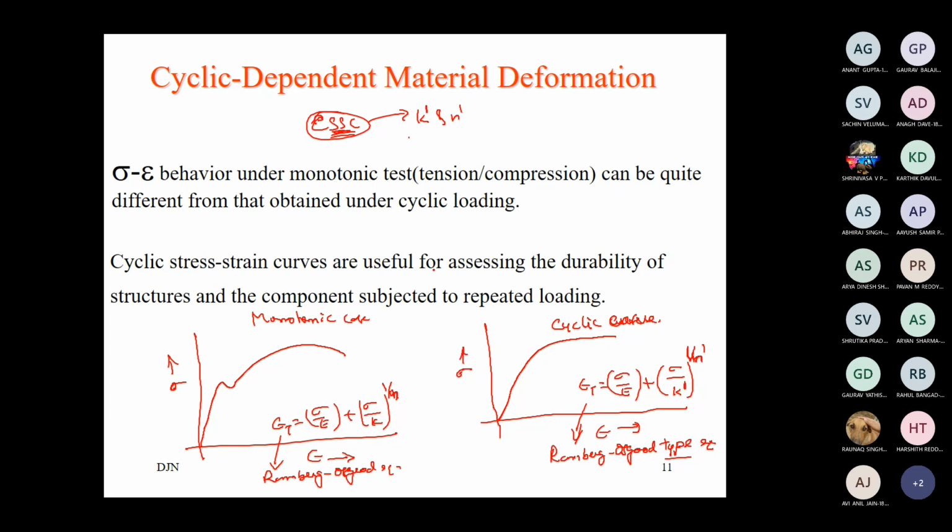Now, what is special about the CSSC curve, the cyclic stress strain curve? You compare either case, both are stress strain diagrams only, both are stress versus strain behavior only. But this particular CSSC curve, the stress and strain curve, is determined under cyclic load. That is the only difference. Monotonic means what you have done in the tensile test in the strength of material lab. That is the monotonic stress strain diagram.